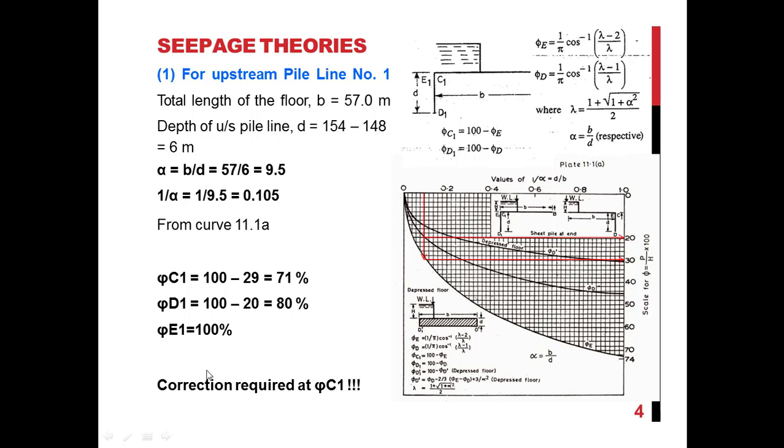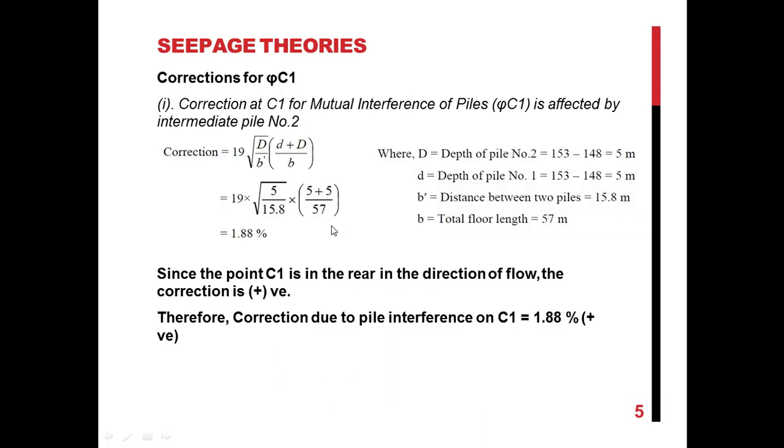Now we will apply correction at phi C1. So correction is required at phi C1. First of all, we will do the correction at C1 for mutual interference of piles.